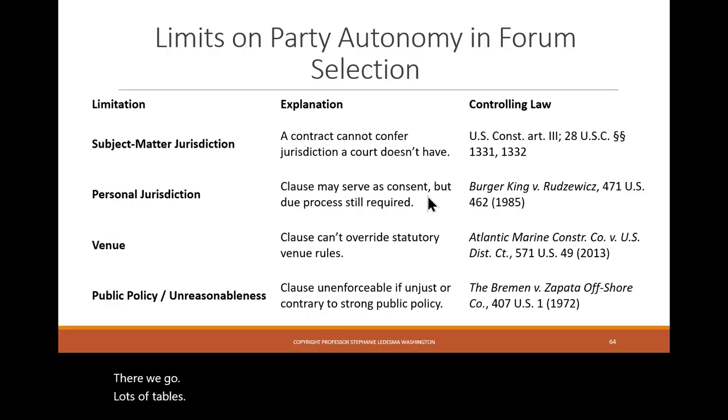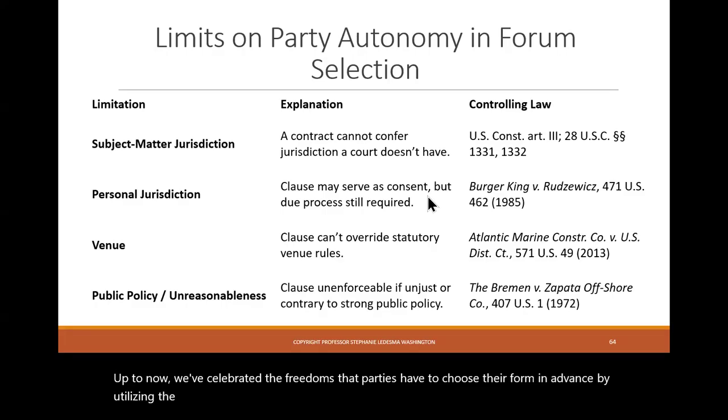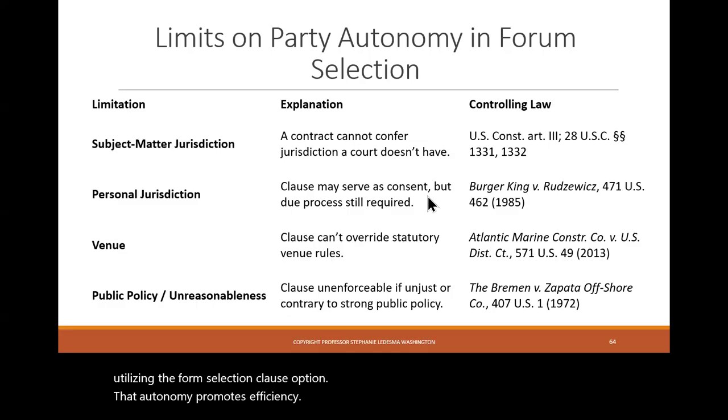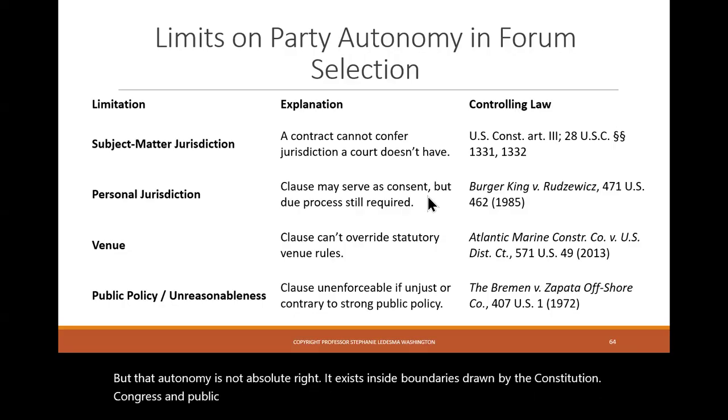We're going to end this segment where all good civil procedure discussions end. Where's that? The limit of power. Up to now, we've celebrated the freedoms that parties have to choose their forum in advance by utilizing the forum selection clause option. That autonomy promotes efficiency, predictability, and comity. But that autonomy is not absolute, right? It exists inside boundaries drawn by the Constitution, Congress, and public policy. So let's just walk through it.